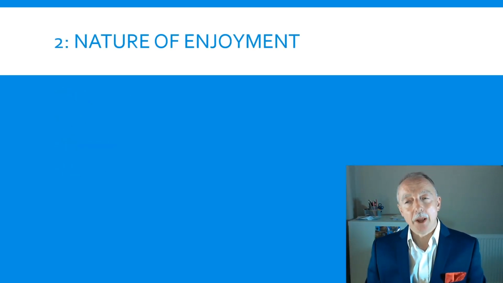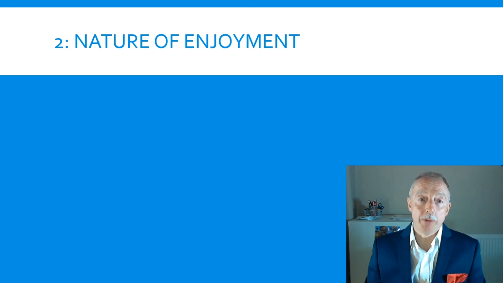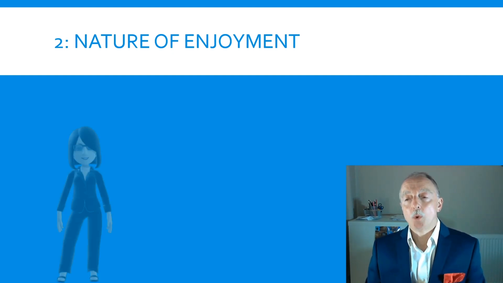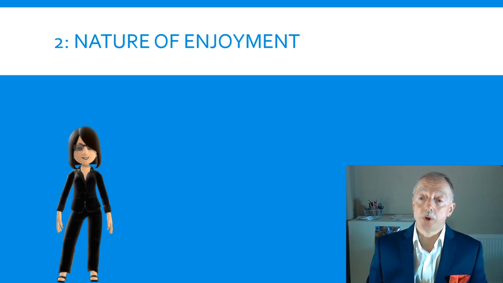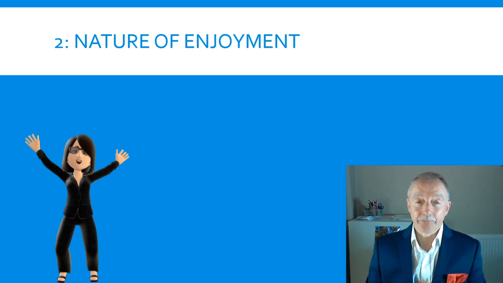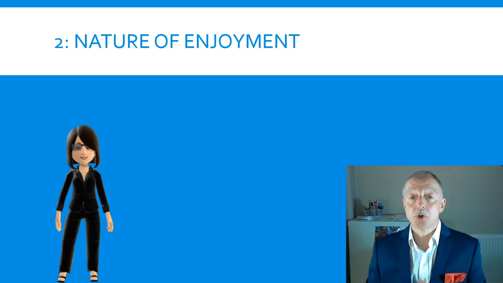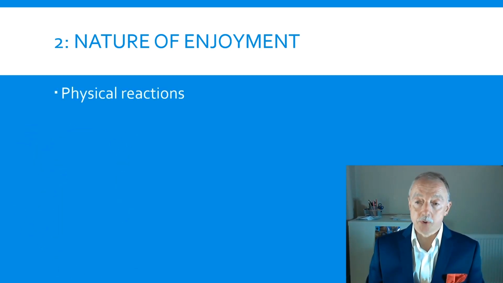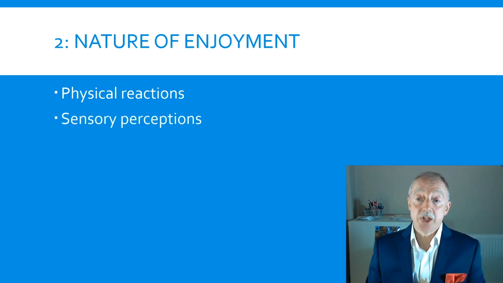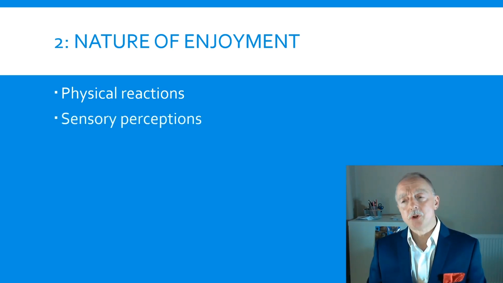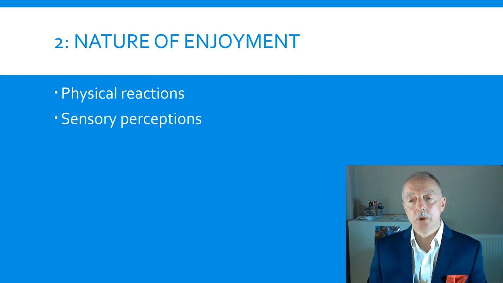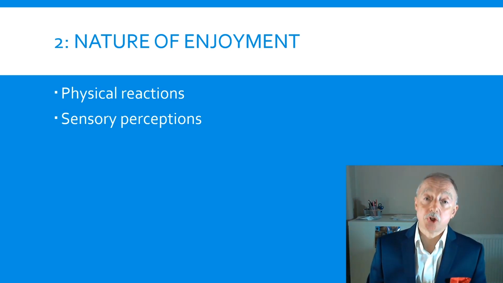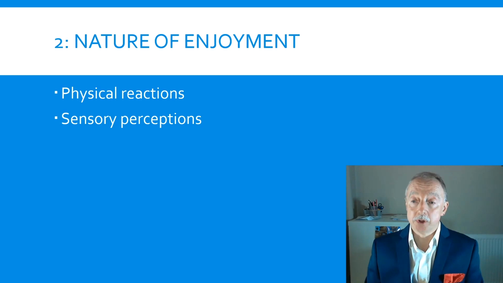Now the next bit of aesthetics is all about the nature of enjoyment, because what is tasteful is related to what is enjoyment. And there are two elements to that. The first one is physical reactions in terms of when you enjoy something. And the second is sensory perceptions. And those are the two key things that you will investigate when you're studying the nature of enjoyment.